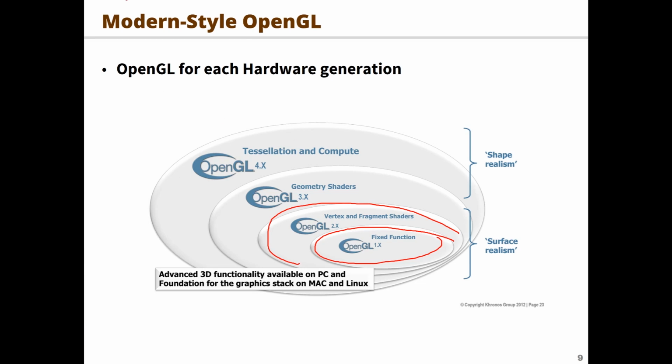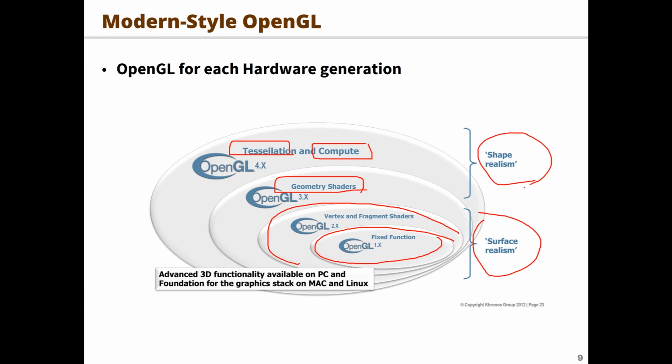So at that time, the main goal was surface realism. We are focusing on how the color can be changed with our program. That was the main focus of OpenGL version 2.x. From 3.x, new shaders came, geometry shaders, and in 4.x, tessellation shaders and compute shaders. In that case, they have more control over the shape. So here's a simple classification: shape realism for 3.x, 4.x.